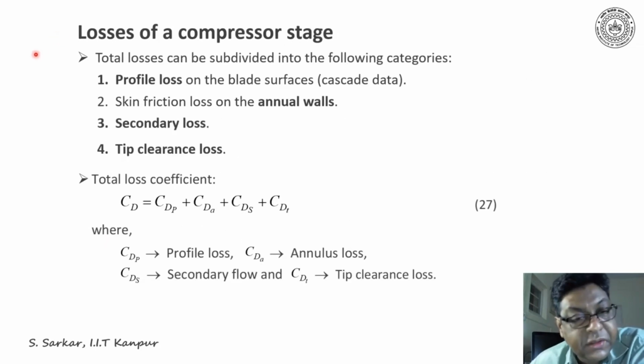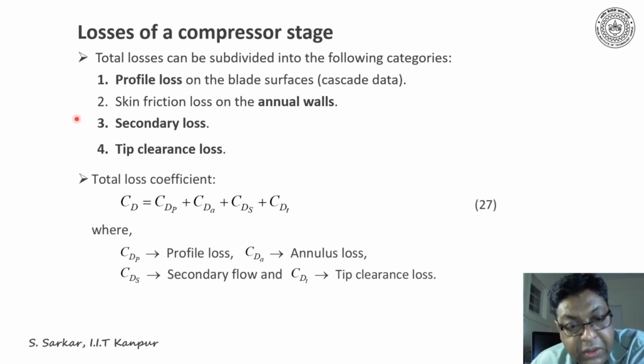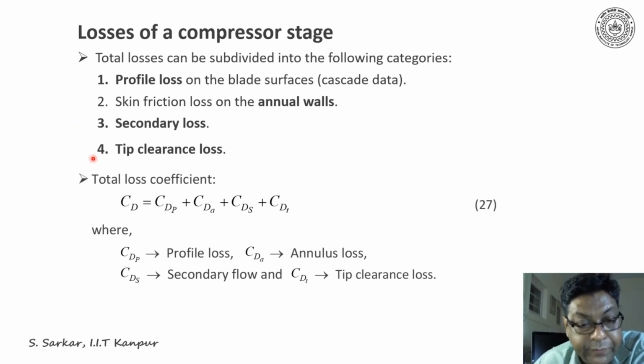Now I'll discuss losses of a compressor stage. The total losses can be subdivided into the following categories. The first is the profile loss on the blade surface, which can be evaluated from cascade test. The second is the skin friction loss on the annulus wall. The third is the secondary flow loss, and the last one is the tip clearance loss.